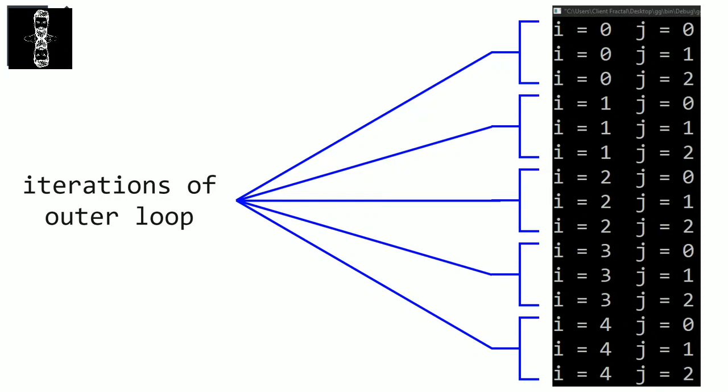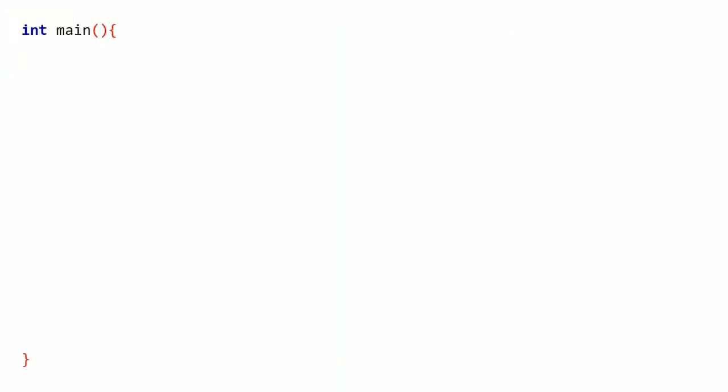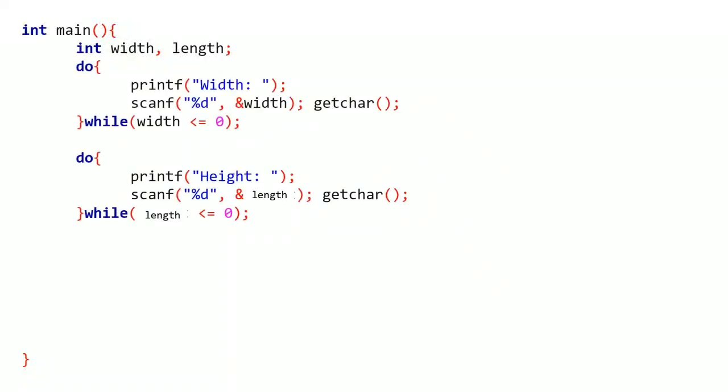A good exercise to practice on nested loops is the star patterns. For example, if we want to print a rectangle with stars, we use nested loops. First we get width and length from the user, then we use nested loops. Let's try this program. We have 2 variables, width and length, that we will get from the user by using do-while loops to verify that the input is positive.